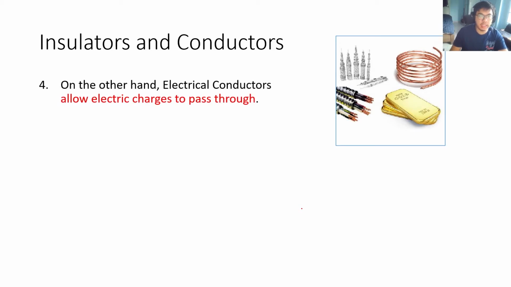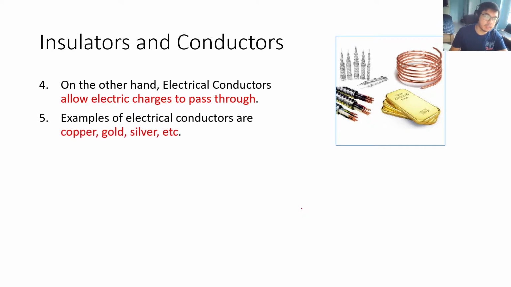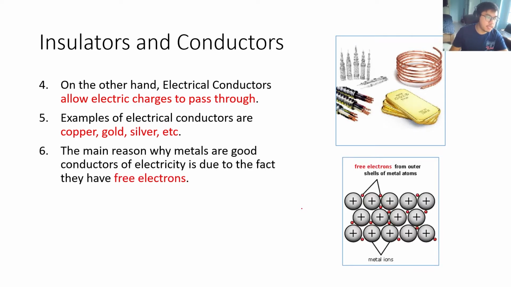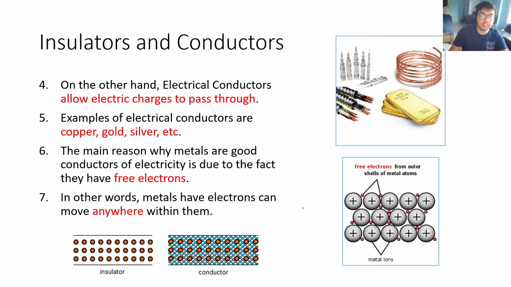Conductors, on the other hand, are just the opposite of an insulator. So they allow electric charges to pass through. Some examples of conductors are copper, gold, and silver. Usually they are metals. The main reason why metals are good conductors of electricity is due to the fact that they have free electrons. These electrons can move anywhere, and so because of that, they can go around easily and can flow within the object, and therefore electricity can flow quite easily within a conductor.